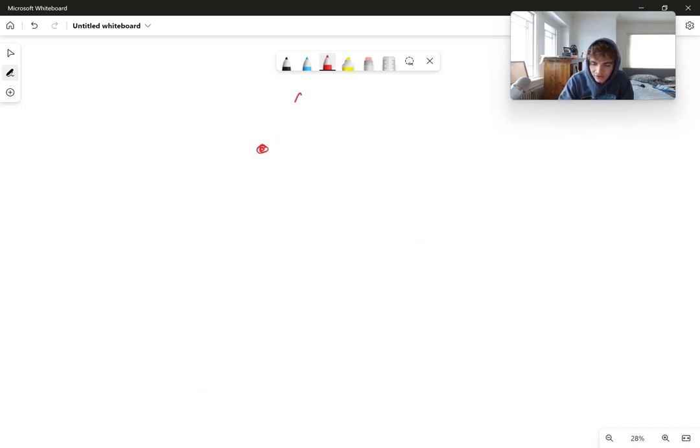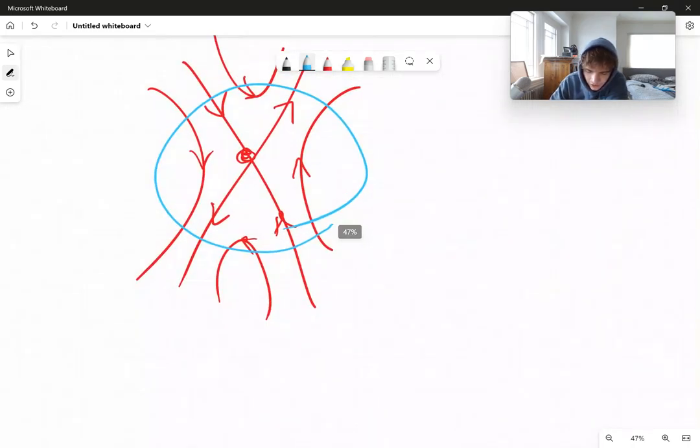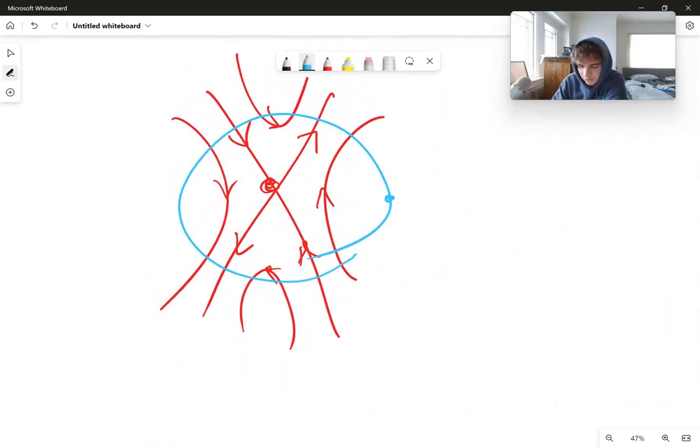So for instance, say I have a saddle, something like this. Okay, what's the index of a saddle? This is a nice short example, so let's go through it. So the index of this saddle, say I have a saddle that looks like this. Okay, so let me draw my curve around it. And now let's look at how the vectors are going to point. So if I just look at the vector field along C, I'm going to have something that looks like this.